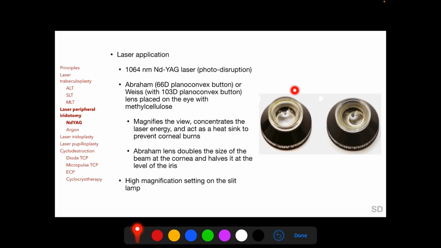And an Abraham or a Weiss lens is used, which have a planoconvex button which magnifies the view of the iris, concentrates the laser energy at the treatment site, and also acts as a heat sink to prevent corneal burns. In addition, on the slit lamp, the high magnification setting is used.